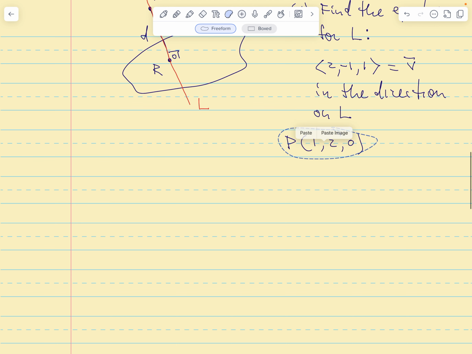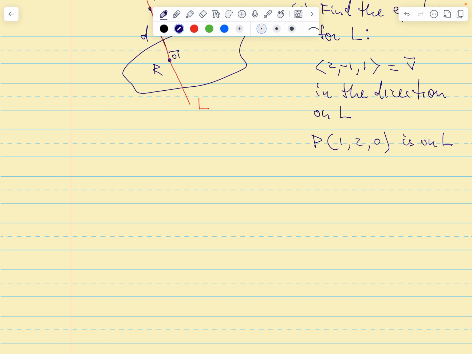So P like that is an L. So we have two facts, this one and that one, and so therefore the equation for L, and I'm going to write again parametric equation in view of what we have done in the previous part.